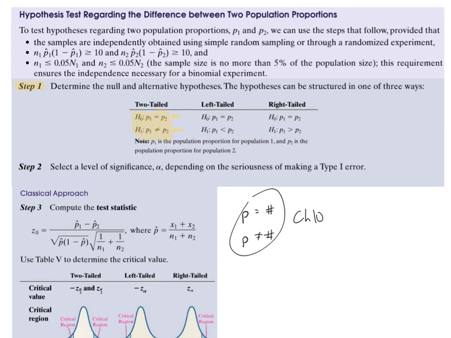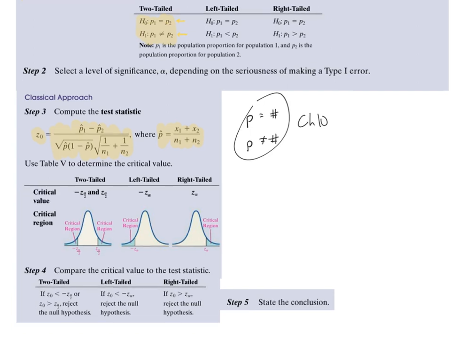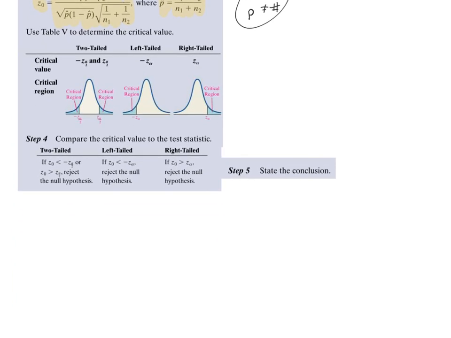As we scroll down through the steps, Step 2, level of significance, that's the same. Step 3, test statistic, well, that's the same, but we just have our new formula here with our pooled estimate formula. So that's newish, but it's still the same process. Our critical region, critical value, we're still going to do that up with Step 2. And then comparing the critical value to the test statistic, that's the same. State the conclusion, that's the same. Okay, so new formulas, a slightly different way of writing the null and alternative hypothesis. Otherwise, it's all the same.